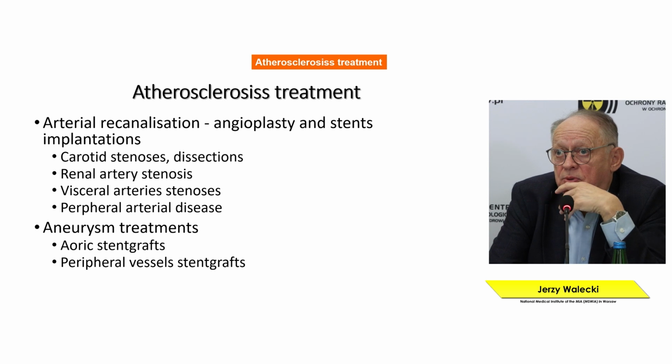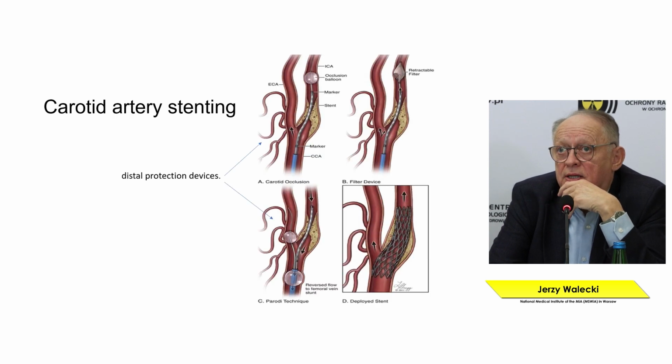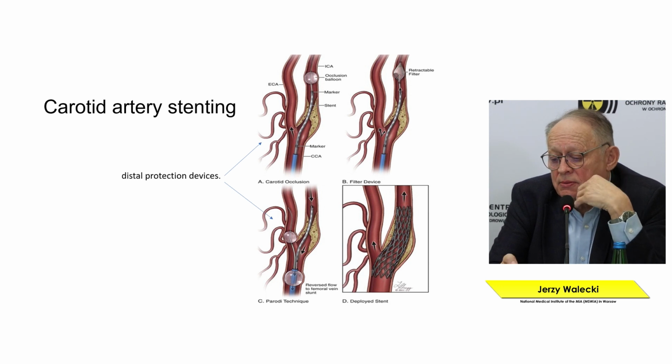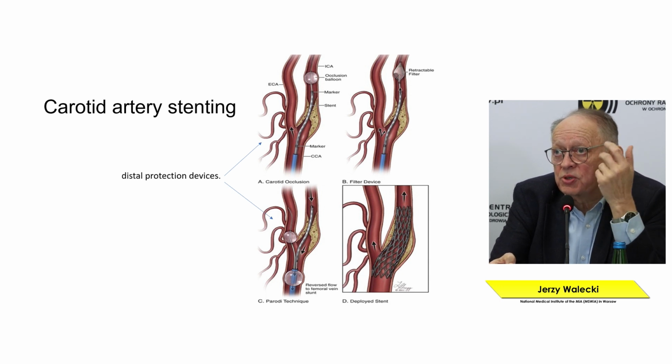or of course we can also treat heart defects in this way. I will show you that. So, for example, carotid artery stenting, distal protection devices are devices which, before we apply a stent to the carotid artery, so a patient who may suffer stroke, in a moment we apply different devices which prevent the artery from being blocked, from being clogged.